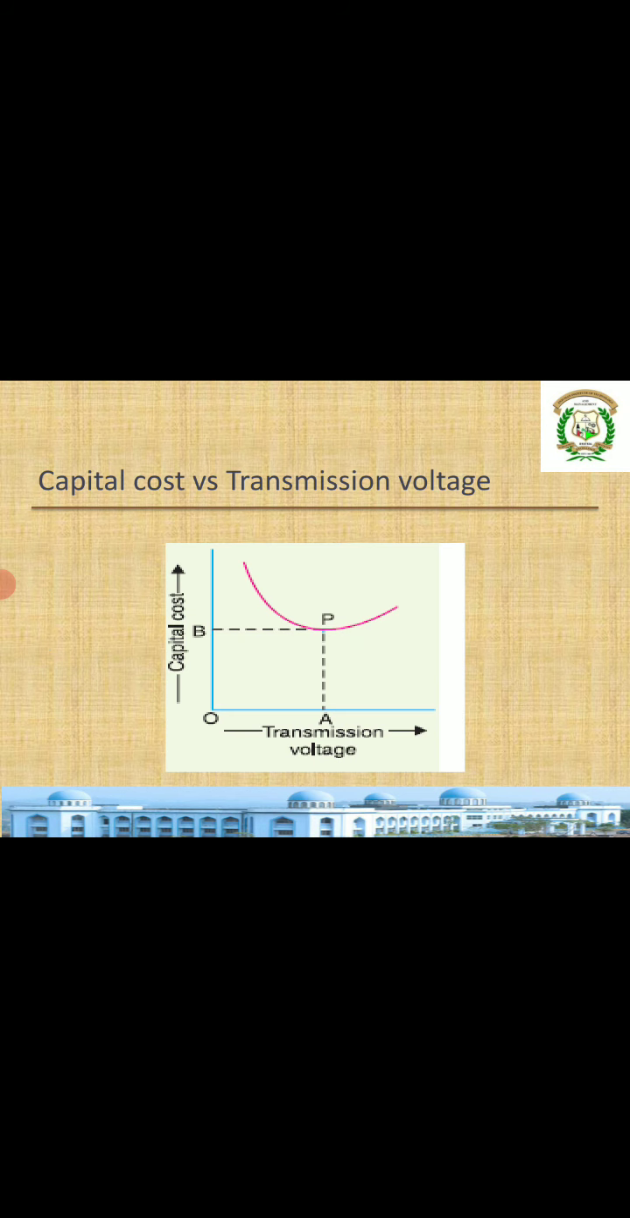Then we will have a graph on this. The point at which it gives you a minimum is taken as the economic choice, the economic voltage, or at that particular voltage range we will find the cost is less, or the cost is economic.